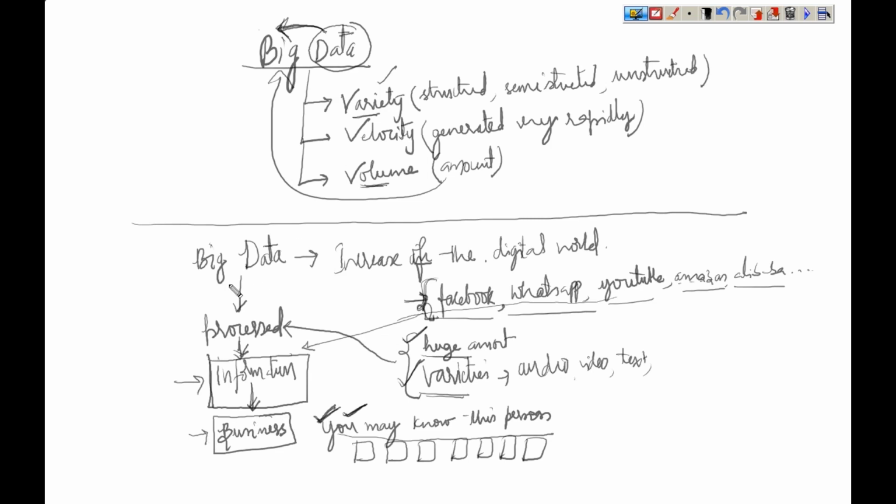Okay. So the thing here is big data. What the industry is doing with big data is that they want to process it so that they can extract some information out of it, so that they can increase their business. This is what is happening. So in order to process this big data, what is required? Okay. Let us see it now.